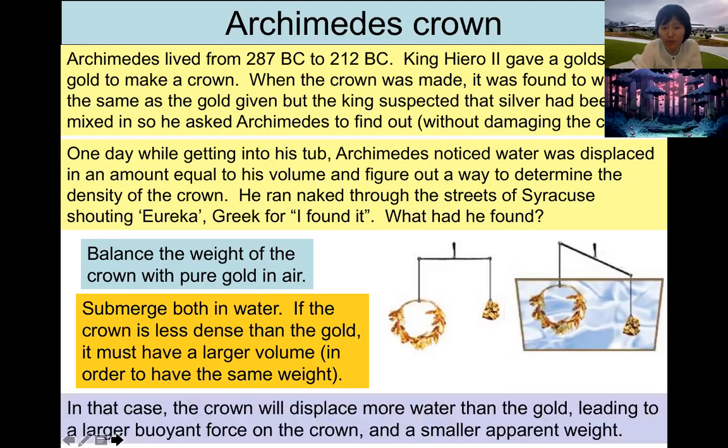That is using the Archimedes principle. And then they did the experiment, and indeed the crown did have a lower density than pure gold. The suspicion was true. There was indeed something mixed in the crown. That's the story behind the Archimedes principle. We can see that the density is now reflected when you put them in water.